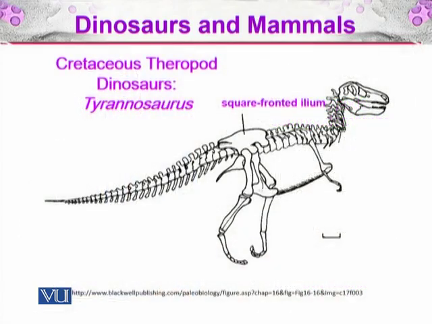Here you can see the Cretaceous theropod dinosaur Tyrannosaurus. Tyrannosaurus had small arms, right? But the rear limbs were very strong, and it could walk. And you can see the square-fronted ilium. Based on their hip bones, we are identifying these animals as having some common ancestors with the sauropodomorphs. And this again is very famous. Tyrannosaurus rex is very common knowledge in popular culture.